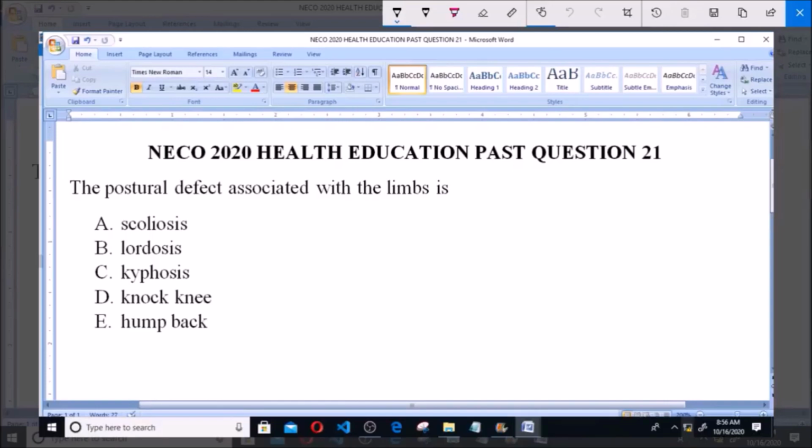I will be answering NECO 2020 Health Education Past Question 21. The postural defects associated with the limb is: A. Scoliosis, B. Lordosis, C. Kyphosis, D. Knock-knee, and E. Humpback. Now, what are postural defects?